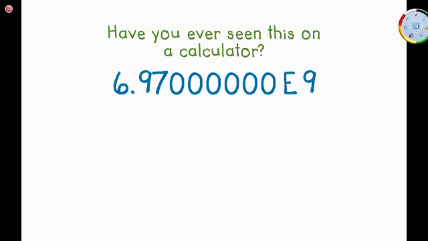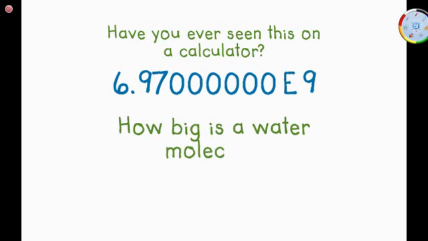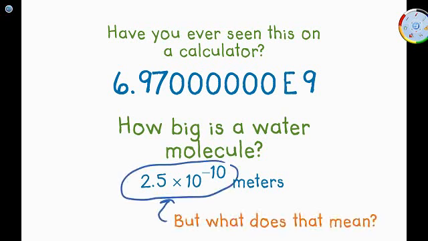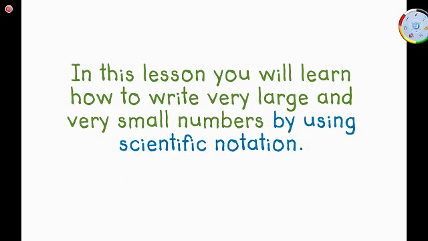Have you ever seen this on a calculator? 6.97000000E9. What the heck does that mean? Or how big is a water molecule? And you see an answer like this, 2.5 times 10 to the negative 10 meters. What does that even mean? Well, today in our lesson, you're going to learn how to write very large and very small numbers by using scientific notation. So let's review what we know about multiplying by the powers of 10.